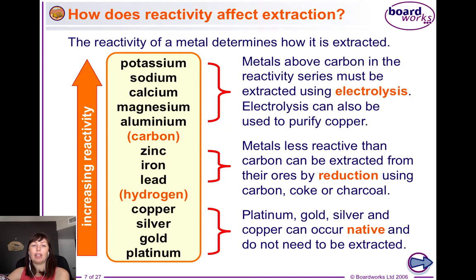Aluminum, magnesium, calcium, sodium, and potassium are metals above carbon in the reactivity series, and because they are more reactive than carbon, they must be extracted using electrolysis. Electrolysis can also be used to purify copper, which is something Cambridge often asks you about, and we will go through that process in detail. You will also be performing the electrolysis of copper in lab in the next couple weeks.